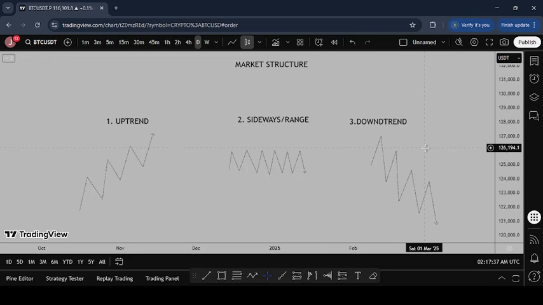You want to be able to catch a move. If the market is moving in an uptrend, you want to catch an uptrend move. If it's going in a downtrend, you want to catch a downtrend move. If it's ranging or going sideways, you want to be able to identify that this market is ranging, and on what time frame.